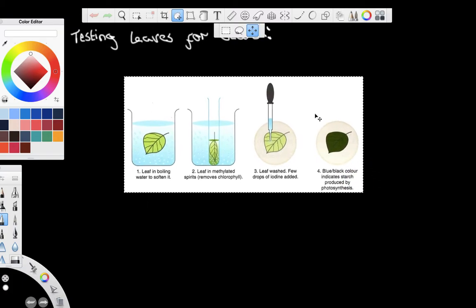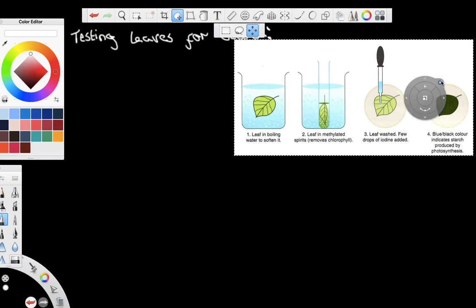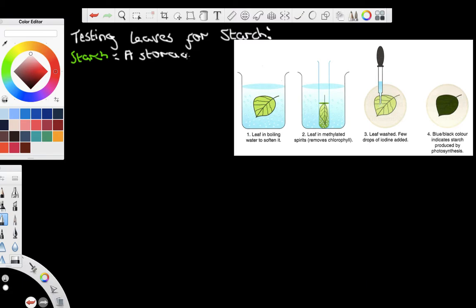Okay, this diagram is on the PowerPoint. It does give you the steps on how you can test a leaf for starch. Okay, so starch is a storage of carbohydrates in plants. So starch is a storage molecule of carbohydrates.